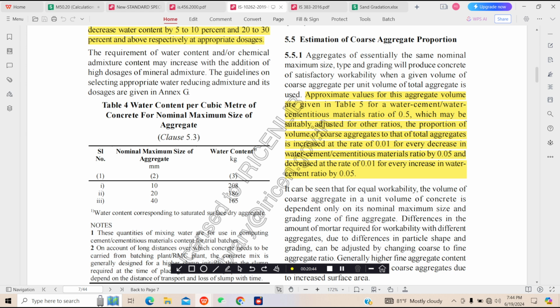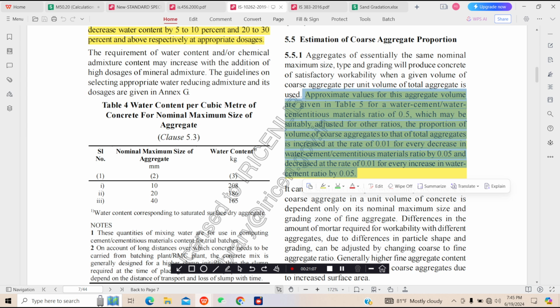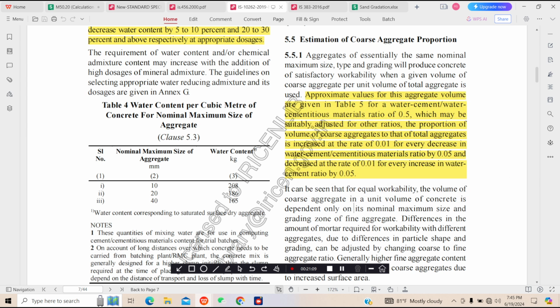The proportion of volume of coarse aggregate to that of total aggregate is increased at the rate of 0.01 for every decrease in water cement or cementitious material ratio by 0.05, and decreased at the rate of 0.01 for every increase in water cement ratio by 0.05. The statement that they have written is a little bit confusing, so I will explain it clearly.